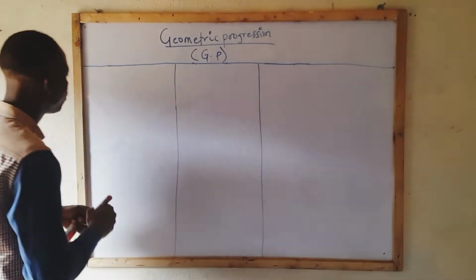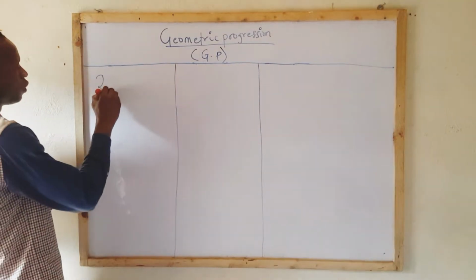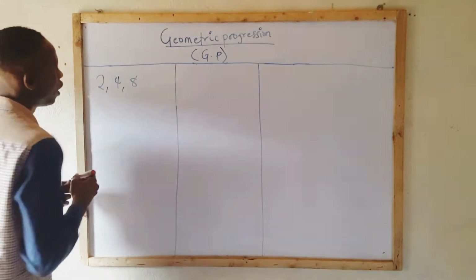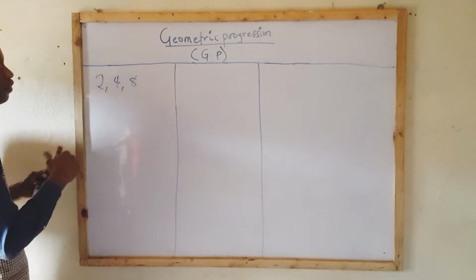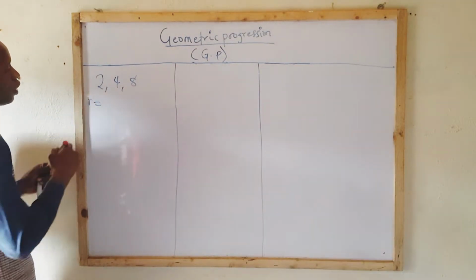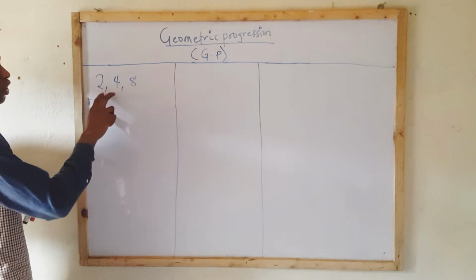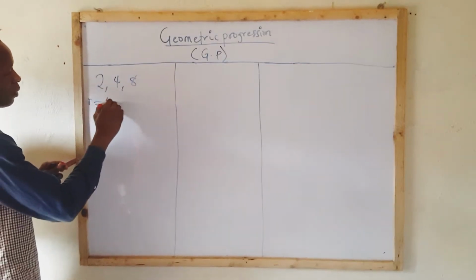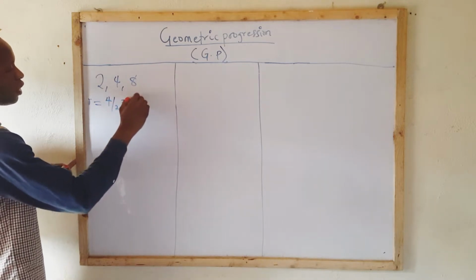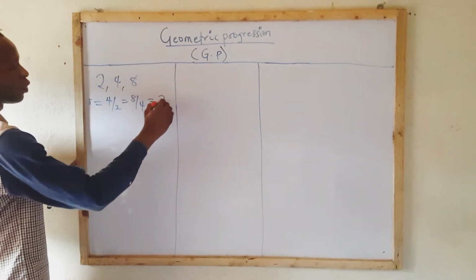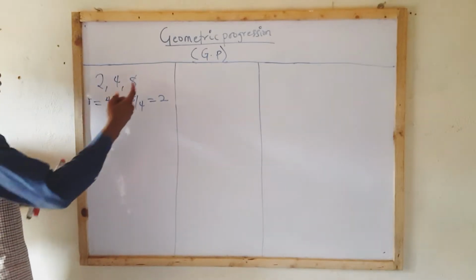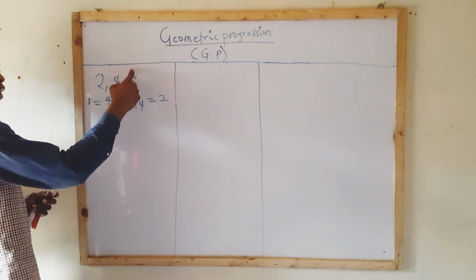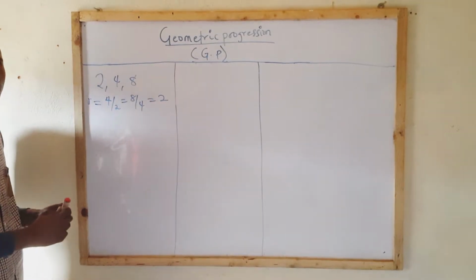Let us consider an example here. Given 2, 4, 8, we observe clearly here that the value of r, which is the common ratio, is the same. So the ratio we have here must be equal to the ratio we have here. We simply say 4 divided by 2 is equal to 8 divided by 4, which is equal to 2. If I have another value here, if I divide that value by this, it must have the same result. That's what they call GP.